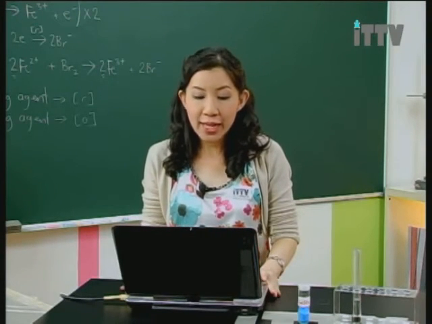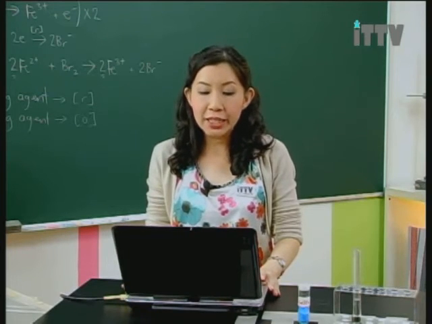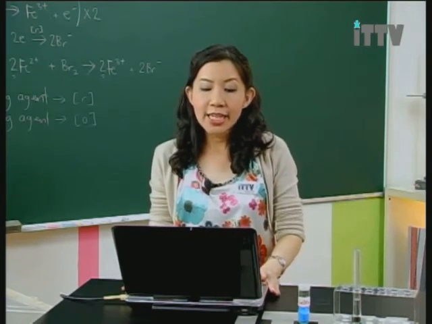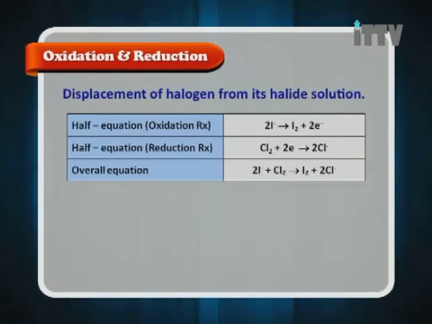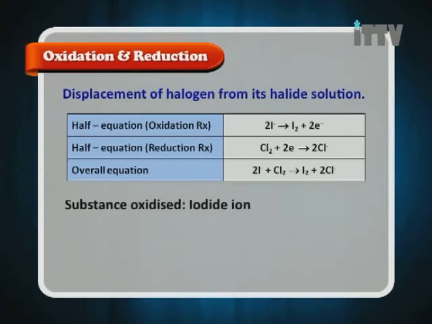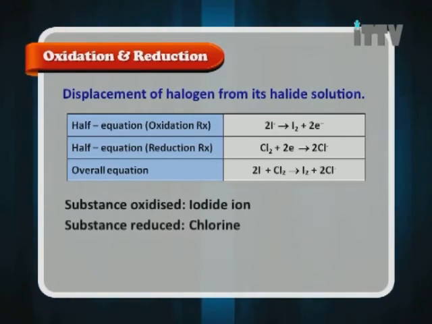Because what happens for that experiment will be, if you look at the half equation, in the oxidation reaction, iodide becomes iodine by releasing 2 electrons, while in the reduction half equation, chlorine has gained 2 electrons to become 2 chloride ions. So the overall equation would be that 2 moles of iodide ions has reacted with chlorine to produce iodine and 2 chloride ions. The substance oxidized will be iodide ion, and the substance reduced will be chlorine.